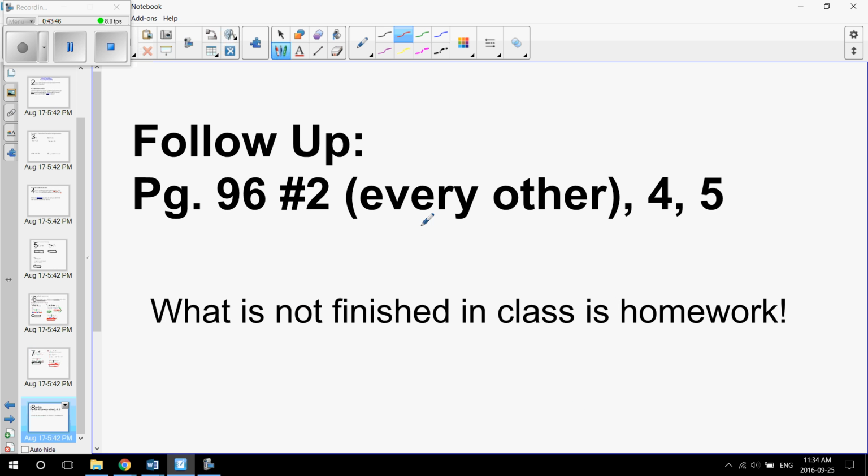So that's it for the lesson today. Hopefully there is some class time left over that you can get started at some of this homework. For number 2, only do every other letter. There are quite a few in there, so just do every other, like A, C, E, and so on. And then take a look at numbers 4 and 5. So whatever you don't get done in class today is to be done for homework. And make sure that you have that done for tomorrow.